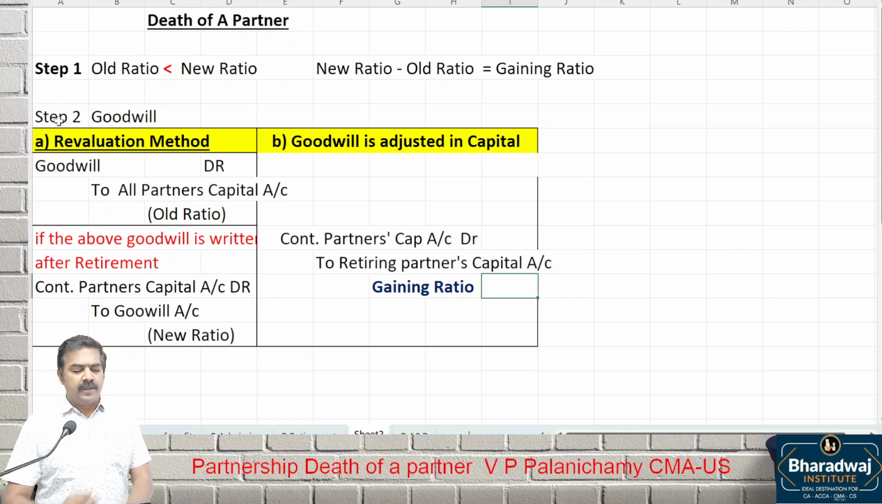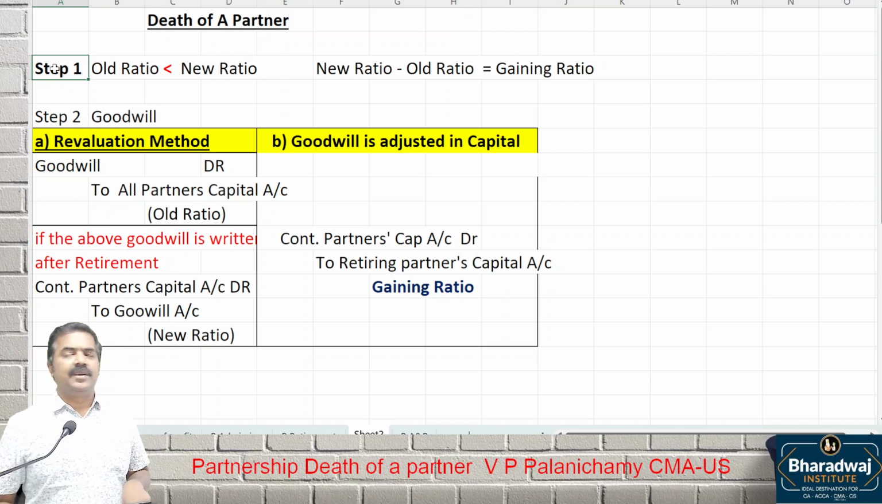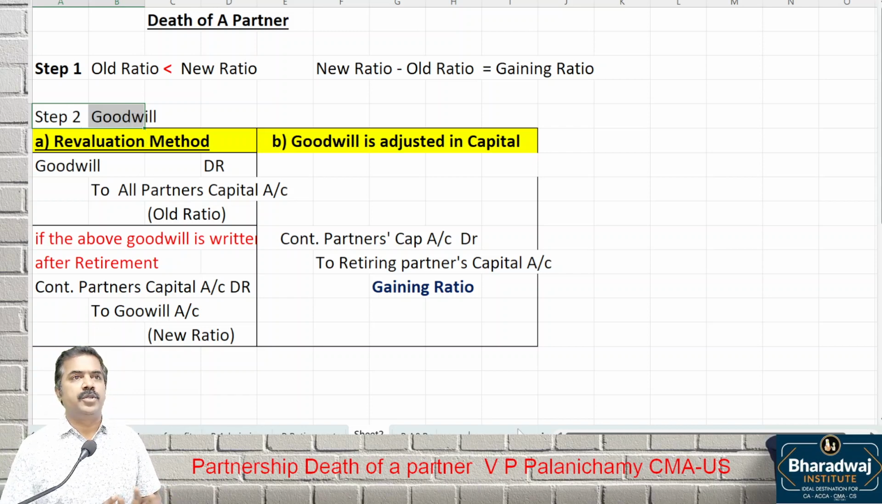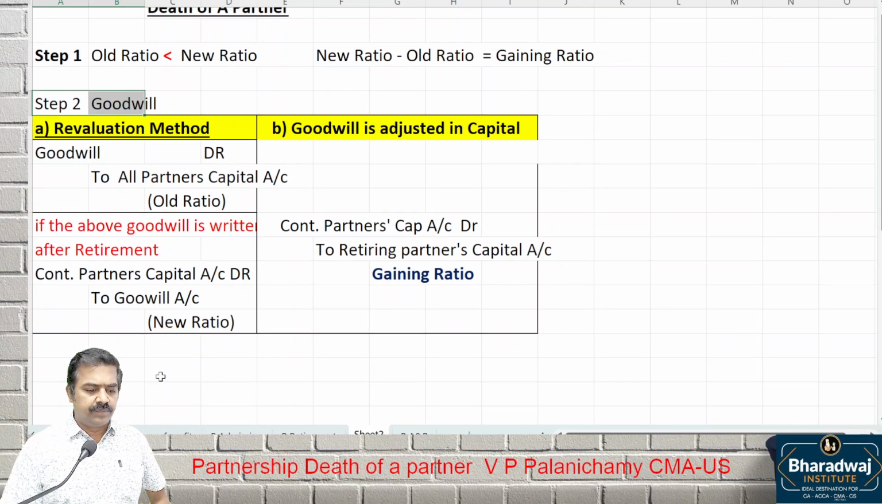Death of a partner. Step 1, old ratio, new ratio, gaining ratio, hyphen, same as retirement. Old ratio, new ratio, same as which one? Retirement. Step 2, adjustment for goodwill, hyphen, same as retirement.